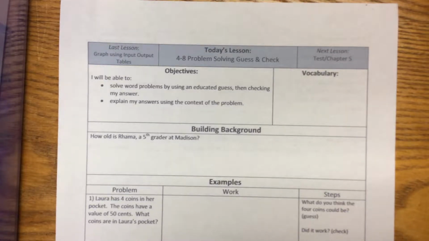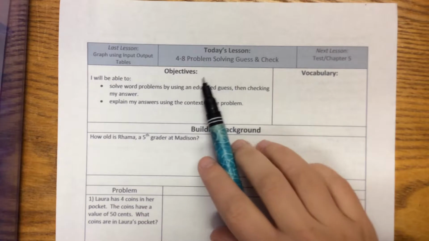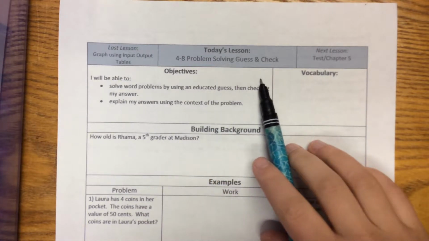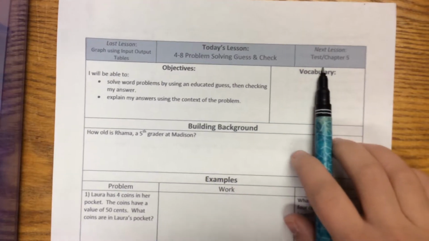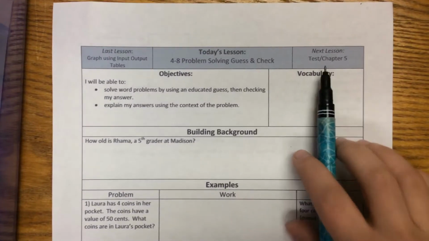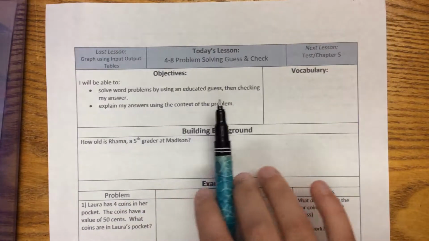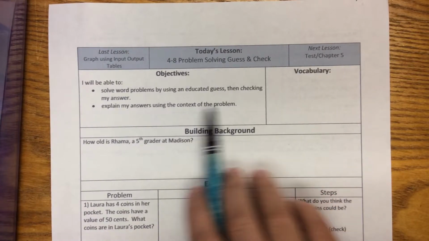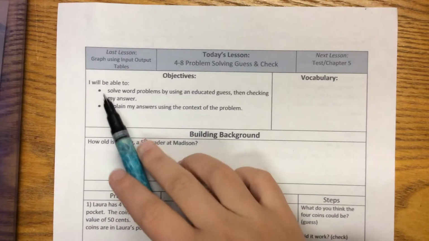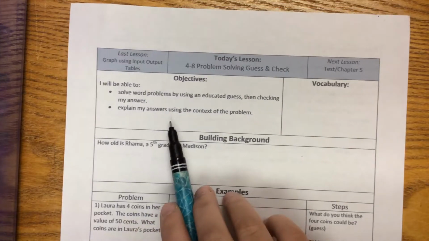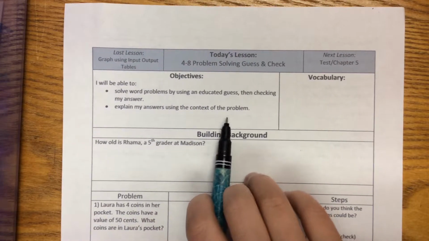Alright, welcome to the last lesson of Chapter 4. We just finished graphing using input-output tables. We're now going to problem solve using guess and check. And then we have a test, then going on to Chapter 5. We will be able to solve word problems by using an educated guess, then checking my answer, and explain my answers using the context of the problem.